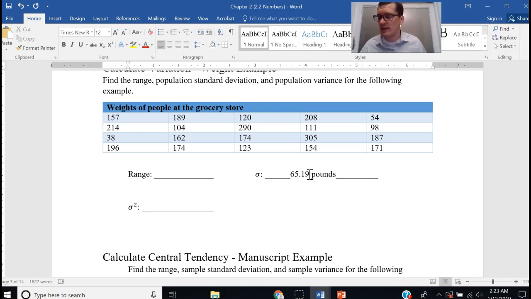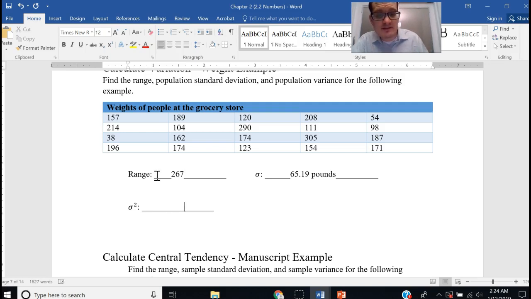By the way, same thing with range. Range, if you scroll down, how are we going to find the range? Well, in this case, the biggest number was 305, the smallest number was 38. So we just take 305 and subtract 38, which gives us a range of 267. So the range is 267, all right? That would have also been in pounds too.